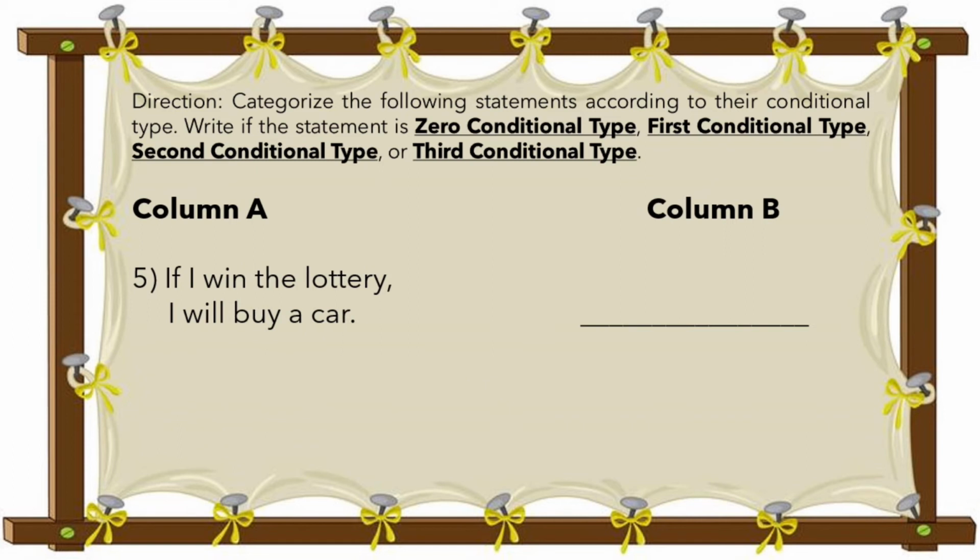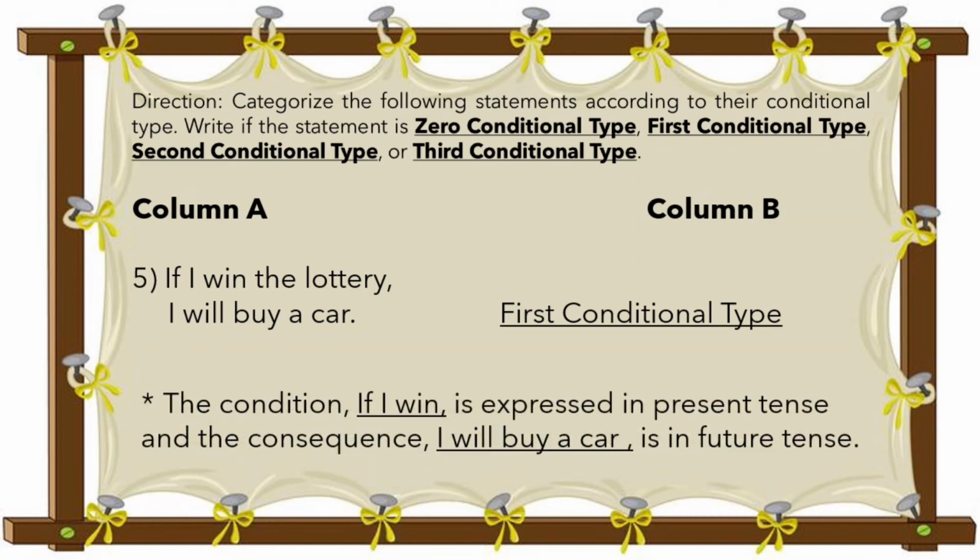Number 5. If I win the lottery, I will buy a car. What is your answer? Good job! It's first conditional type because the condition, if I win, is expressed in present tense, and the consequence, I will buy a car, is in future tense.